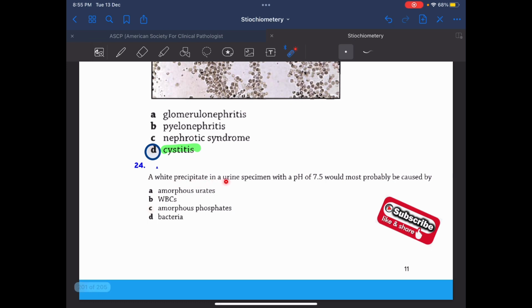A white precipitate in a urine specimen with a pH of 7.5 would most probably be caused by amorphous urates, white blood cells, amorphous phosphates, or bacteria. Since the pH here is 7.5, the correct answer will be amorphous phosphates. So it is C.